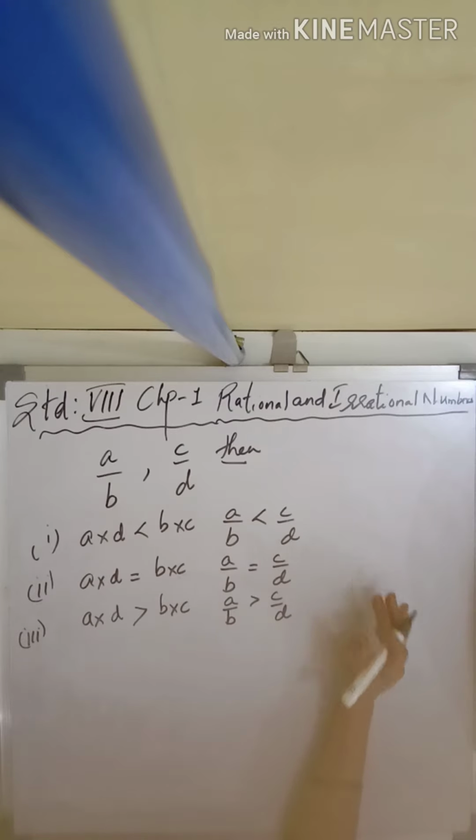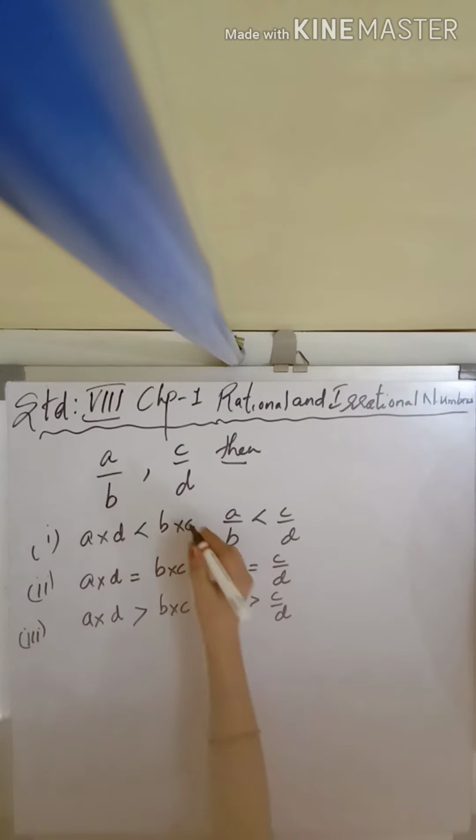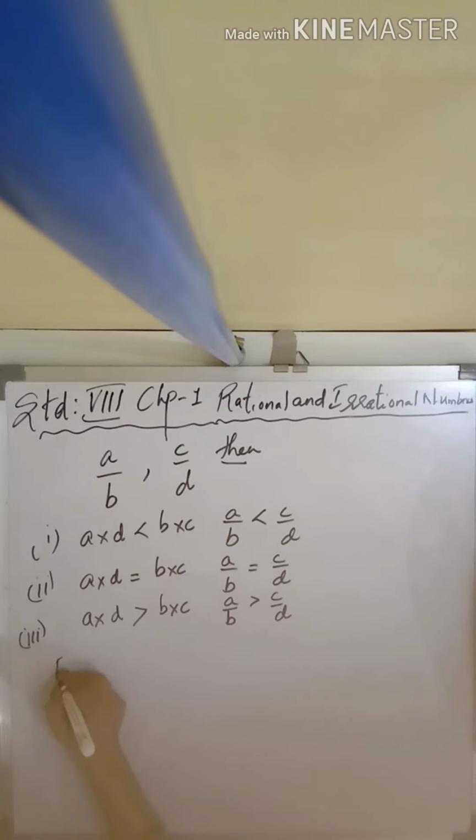Now let me explain the application of these rules by taking an example. Suppose we have two rational numbers, 5 upon 4 and 2 upon 3. We know our basic method from the practice set: if denominators are not equal, we first equalize the denominators and then we compare.